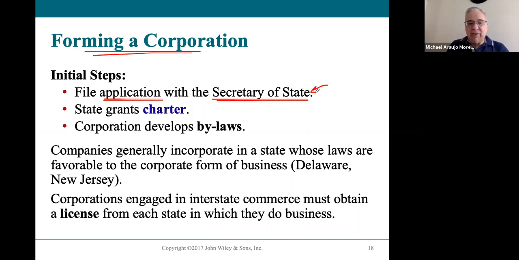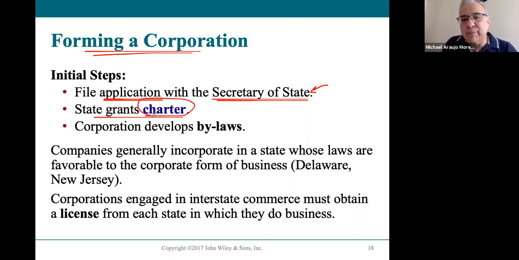Most applications are filled out by lawyers, which is why starting a corporation is a little bit more expensive, a lot more expensive actually, than starting a proprietorship or a partnership. That application is reviewed to make sure everything is done, and there's a fee involved. I think the fee in New York is a little less than $200. If the application is approved, that becomes what's called a corporate charter.